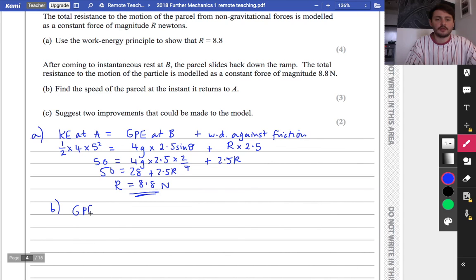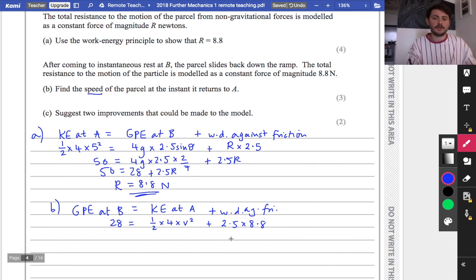So now I'm going to say that the gravitational potential energy at B is going to be converted into kinetic energy at A plus the work done against friction. The gravitational potential energy at B was this bit, which was 28. The kinetic energy at A is a half times the mass times the speed squared. That's the thing I'm trying to find, the speed. And the work done against friction is 2.5 multiplied by the force, which is 8.8. So 2.5 times 8.8 is 22.